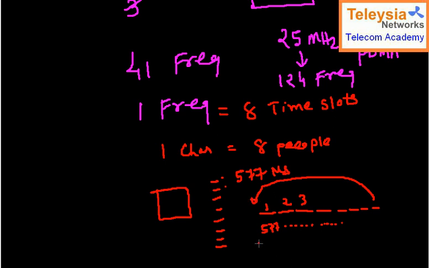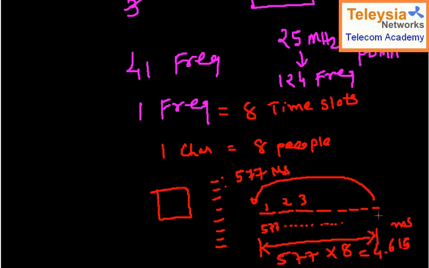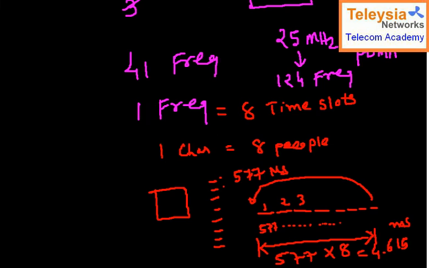So you can see the total time we are taking here to ask the same person to sit over here is 577 multiplied by 8, which is 4.615 milliseconds. So this is how we are managing 8 people or 8 users over one frequency. So one frequency you can compare with one chair, and you can accommodate 8 people in one chair.